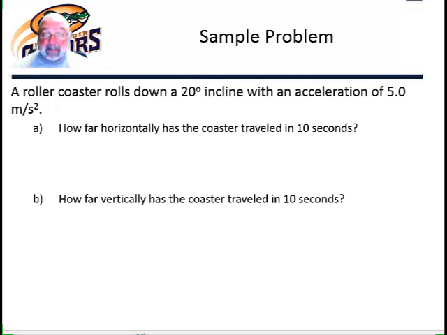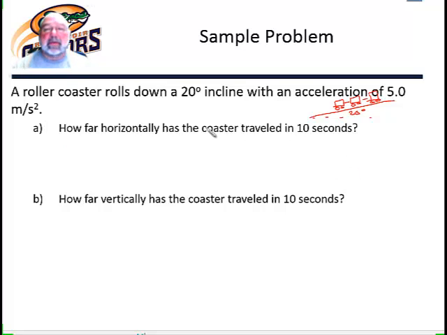I'm going to draw a picture again. So I have a coaster going down a 20-degree incline. I'm going to draw my little coaster up here. Beautiful drawing. I know it's going to be worth money someday, so you better get your copies now.